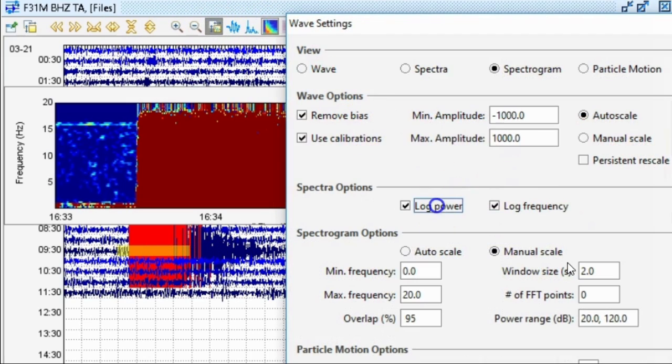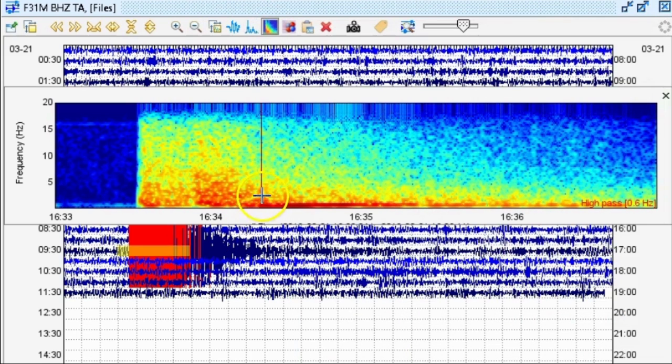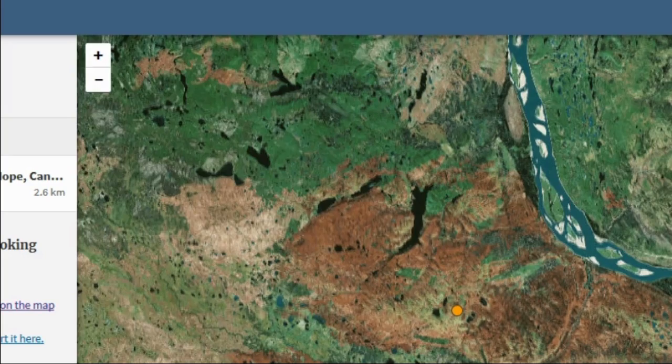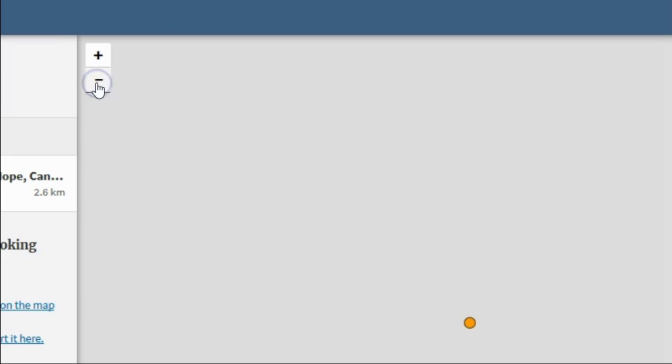Completely wacky, weird earthquake, dominant lower frequencies right here. Do not know what that could be caused by. So let's move on to something else. Let's go back, turn grayscale back on. I just want to show two more earthquakes just real quick, and then we'll be done.